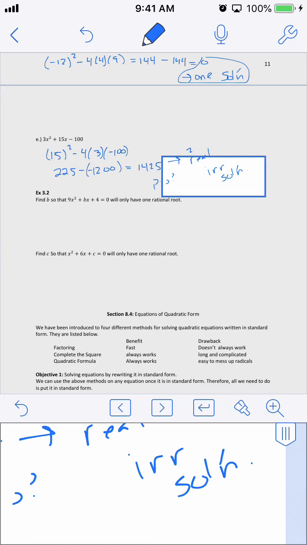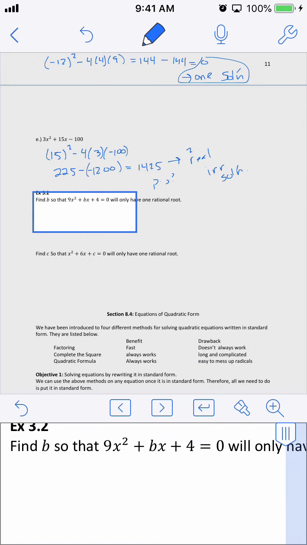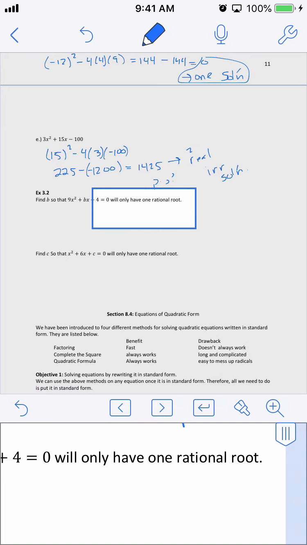Okay, so now a little game, fun little game. What if we went backwards? What if I didn't want to know if it worked? What if I wanted to make sure it worked? What if I wanted to know whether it's going to work? More importantly, maybe I'm in aeronautics and I want to make sure that I only hit one thing. So find b so that this quadratic equation, 9x squared plus bx plus 4 equals 0, will only have one rational root. Okay, I want to make sure there's one answer. Whatever the scenario is, I need one answer.